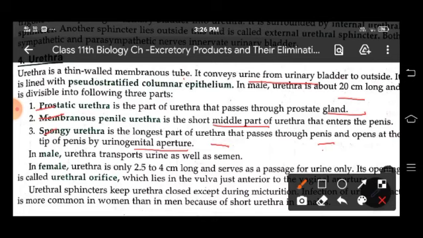Now the male urethra transports semen as well as urine, and the female urethra is only 2.5 to 4 centimeter long and only serves for the passage of urine.